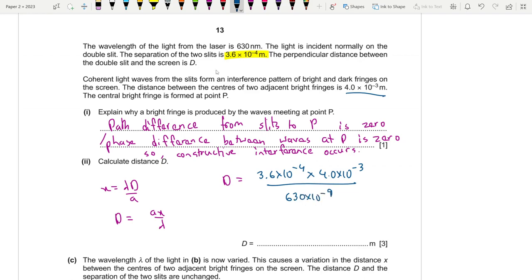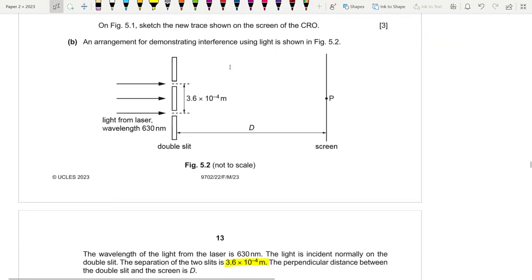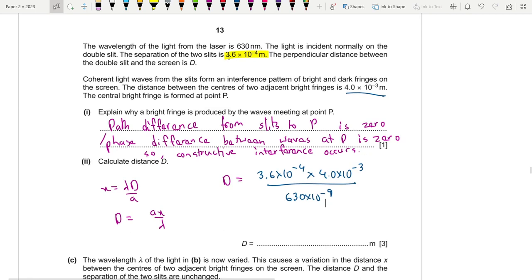Let's do this. D is the distance between the slits and the screen. 3.6 times 10 to the power minus 4 times 4 into 10 to the power minus 3 divided by 630 into 10 to the power minus 9. That gives you a value of 2.3 meters, rounded off to 2 SF, by the way.